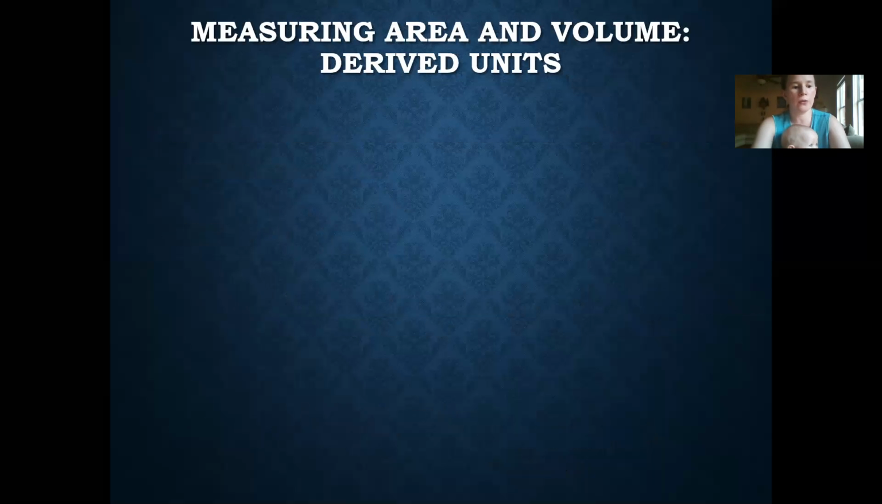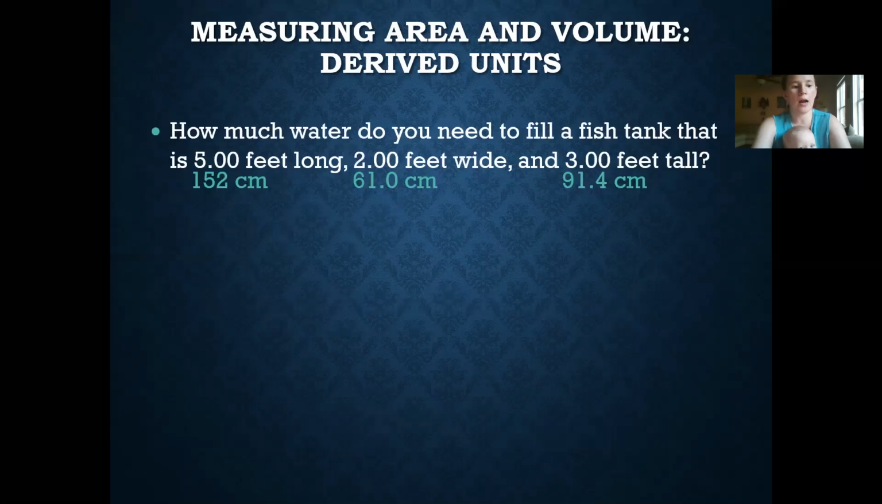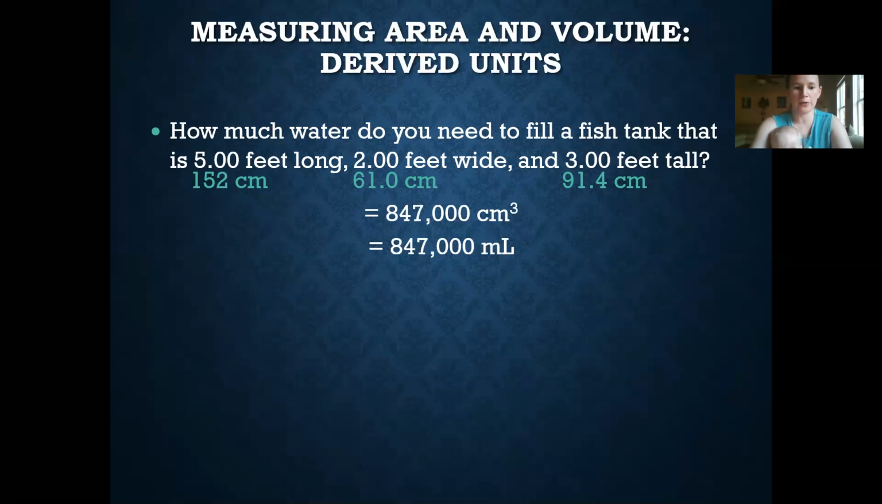So we're going to go back to the fish tank. We wanted to know how much water we need to fill a fish tank that's 5 feet long, 2 feet wide, and 3 feet tall. We calculated it to be 847,000 cubic centimeters. So we're going to convert that to milliliters. Since 1 cubic centimeter equals 1 milliliter, I'm just going to rewrite it as 847,000 milliliters. Since we started with centimeters, we don't have to do a cubed conversion, but we did just convert between a cube length measurement, 847,000 cubic centimeters, to a volume measurement, which is milliliters.